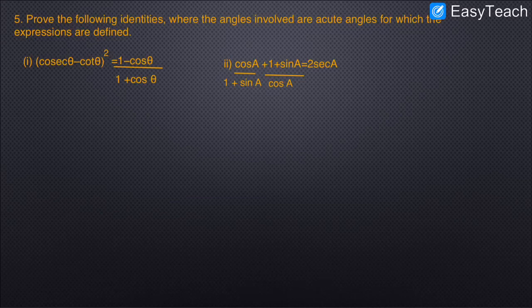Okay, let's do the next one. Let's move on to the second question. Cos A by 1 plus sin A plus 1 plus sin A by cos A equals 2 secant A. So here too I take LHS. So cos A by 1 plus sin A plus 1 plus sin A by cos A.